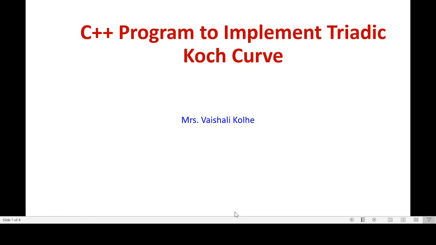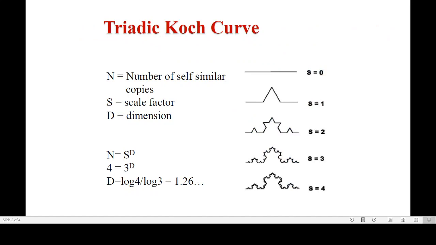Hello students, today we'll see a C++ program to implement the Triadic Koch curve. First we'll see a small introduction of the Triadic Koch curve and then we'll see how we can implement a program for it. So the Triadic Koch curve is basically a fractal. So first we need to find out the position where we want to generate this curve. Here we can see the various generations of the Triadic Koch curve.